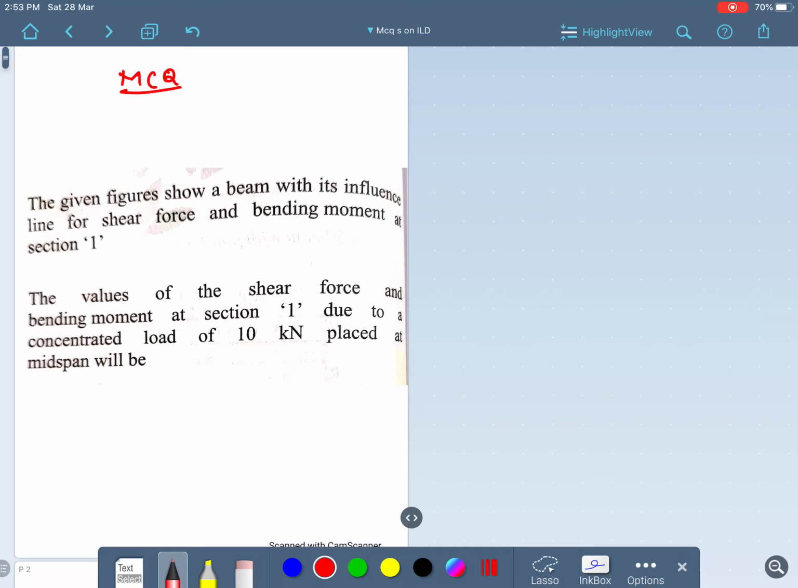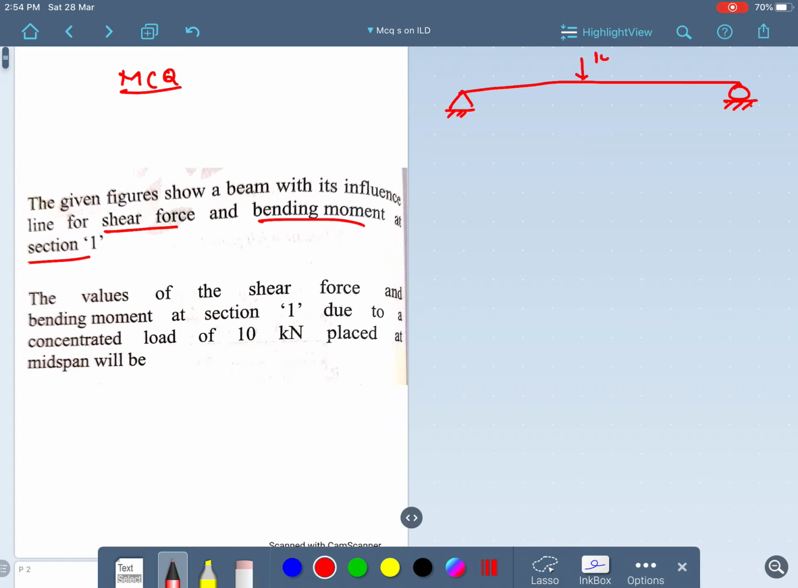Let me read out the question first. The given figure shows a beam with an influence line for a shear force and bending moment at a section 1. The value of shear force and the bending moment at section 1 due to the concentrated load of 10 kilonewton placed at the midspan will be. See, in the question they have given the structure also. So I'm just drawing the structure which is given in the question itself. Fine. So the question is like this.